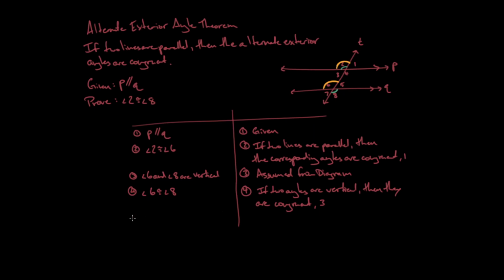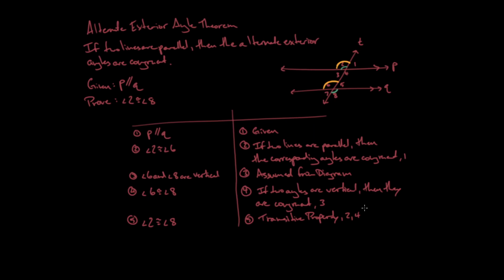And so now I can jump to my final thought, which is that angle 2 and angle 6 are congruent, and angle 6 and angle 8 are congruent. And so since both 8 and 2 are congruent to the same angle, they'll be congruent to each other. And that is otherwise known as the transitive property. So the transitive property is what allows me to link these two things together. And so I will cite those two statements. The two statements I'm linking together are 2 and 4.